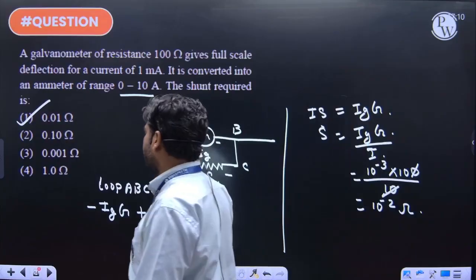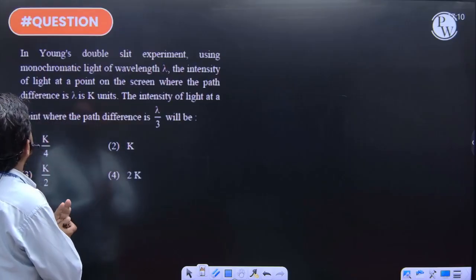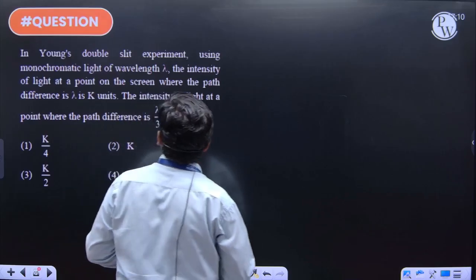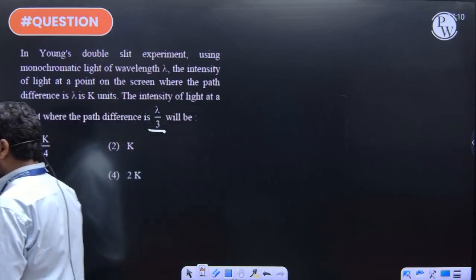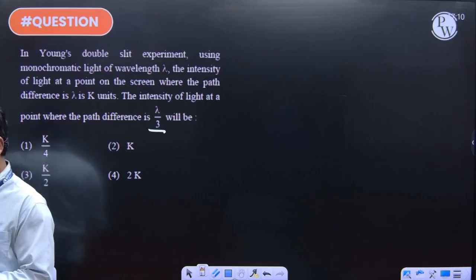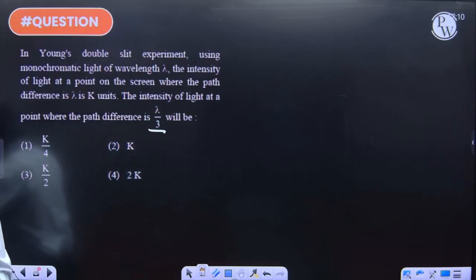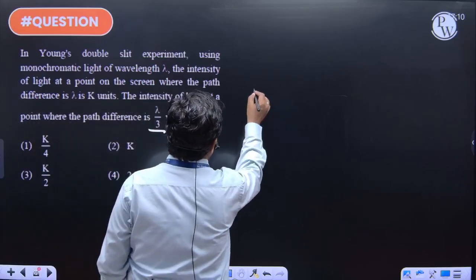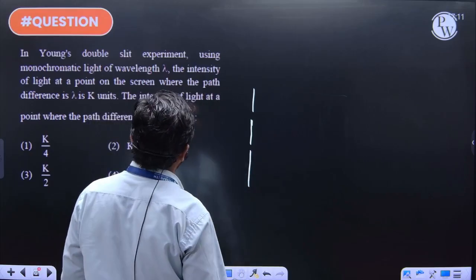Can you move to next? Yeah. In Young's double slit experiment using monochromatic light of wavelength lambda, the intensity of light at a point on the screen where the path difference is lambda is k unit. The intensity of light at a point where the path difference is lambda by 3. So just give me 1 minute. Okay, Young's double slit experiment, you are aware, right? One question definitely is there from Young's double slit experiment in every paper.